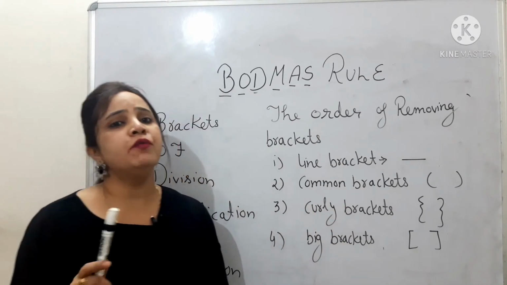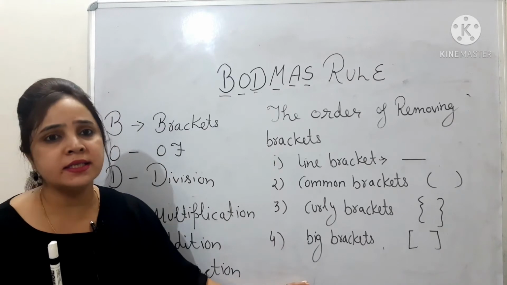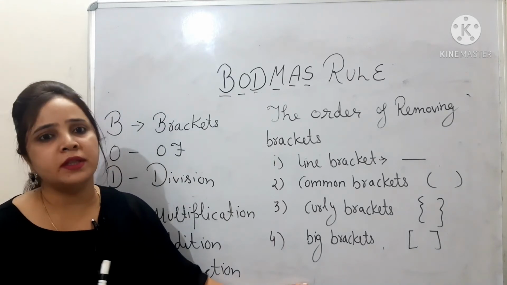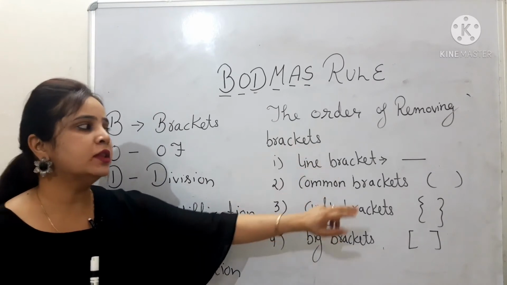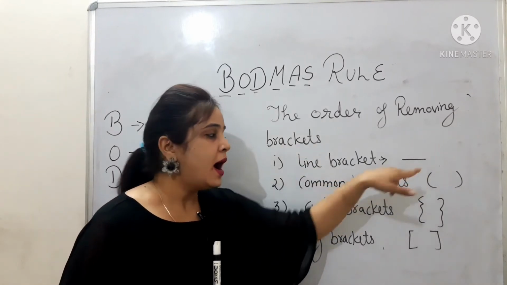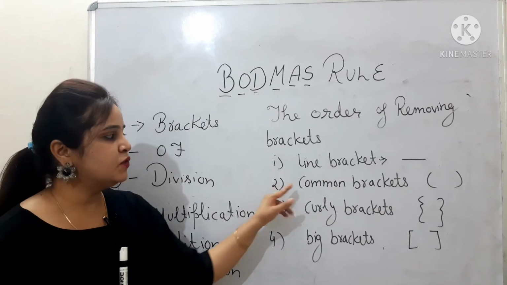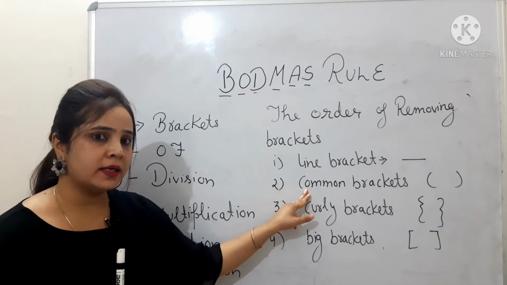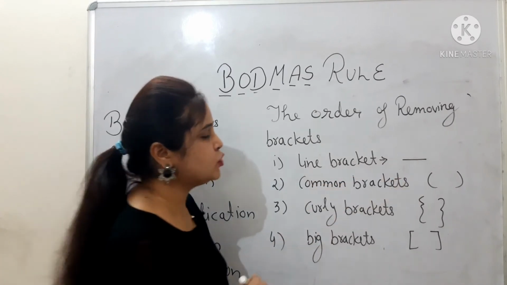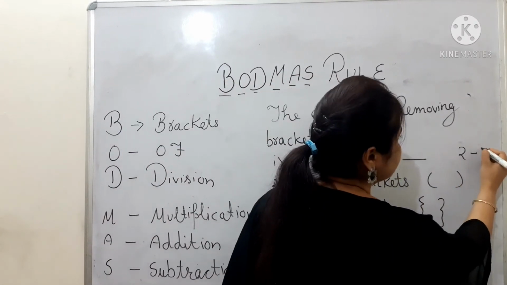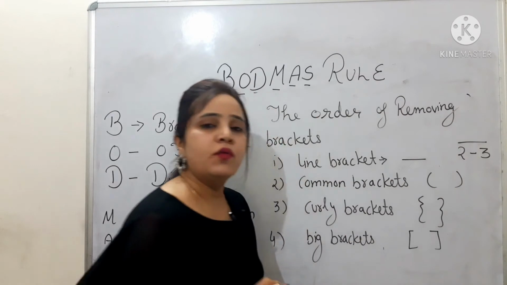In the question, if you have all these 4 brackets, what will be the order of solving them? Whenever we have the line bracket, first of all the line bracket will be solved. After solving the line brackets, we will solve our common brackets. Okay, so what is the symbol for the line bracket? This bar. If you are solving the line bracket, it will have the line over the numbers like this.